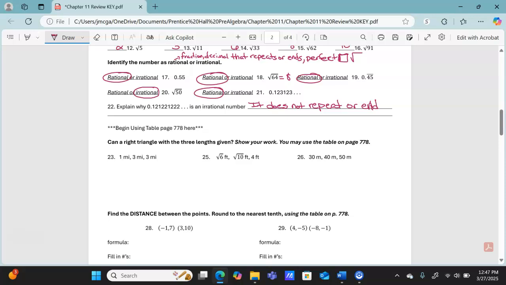And then here, can a right triangle be formed? I have a typo there. I'll fix that on yours. With the 3 lengths given, show your work and use the table on 778.